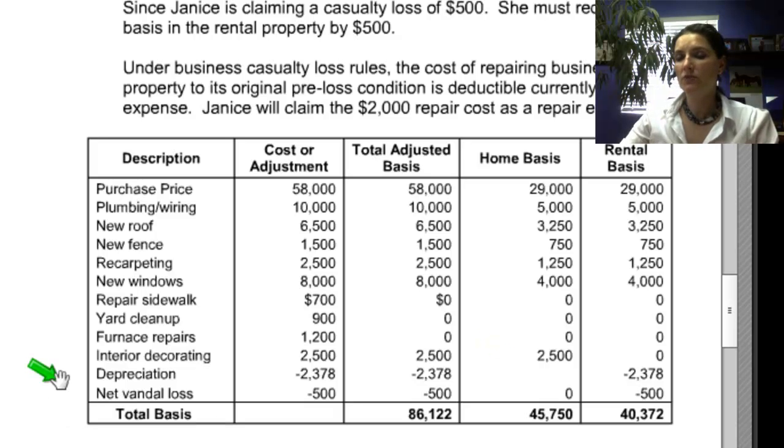Next, we have depreciation. Well, you don't claim depreciation on your personal use property, only on the business use. This particular depreciation adjustment is going to decrease basis on the rental side of things. And then, of course, the net vandal loss to the rental property is a decrease to basis on the rental property. So we end up with a total home basis of $45,750 and a total rental basis of $40,372.